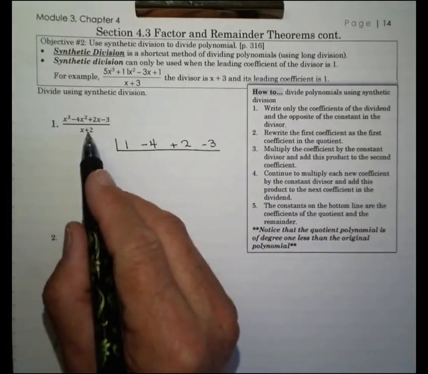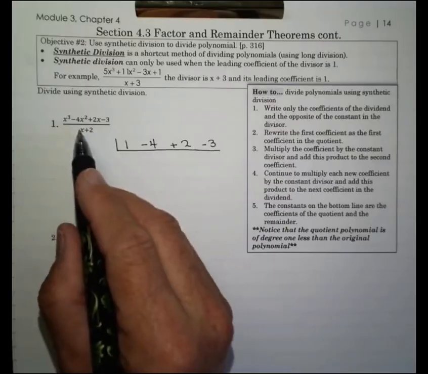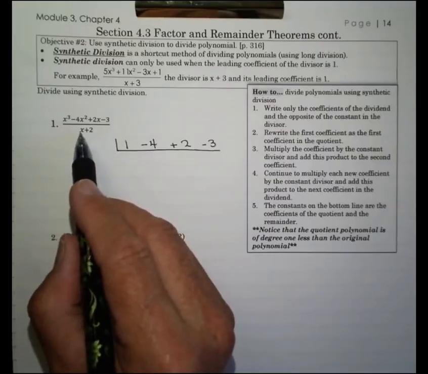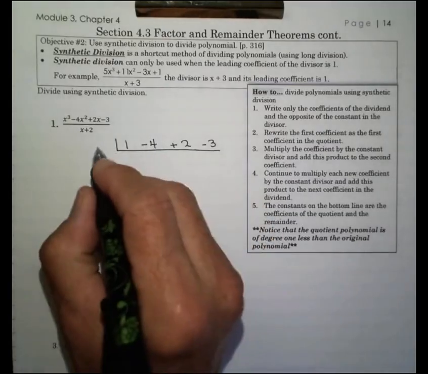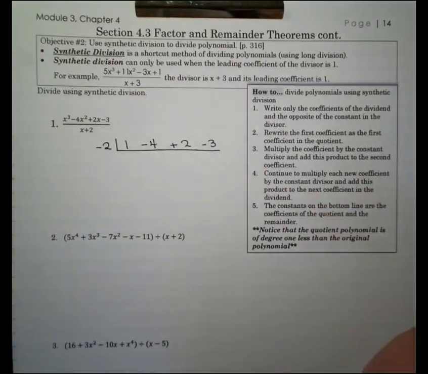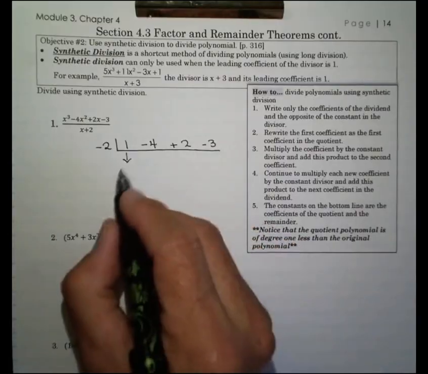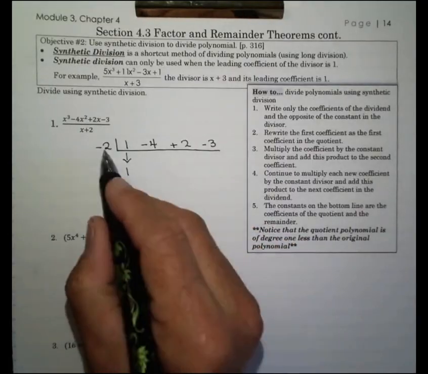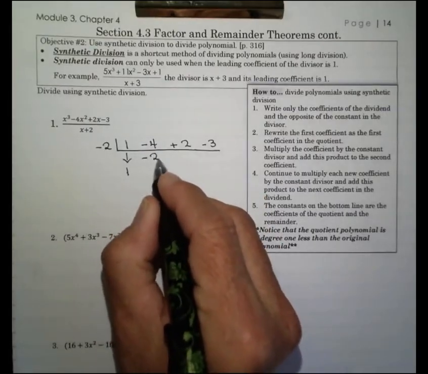What am I going to divide it by? Well, this is trying to find something called the zeros of the function. So really we're going to divide it by the opposite of that constant term. The constant term here is a 2, so we'll divide by the opposite of that, a negative 2. The first step is to just bring down the first number. And now I do multiplication. I say negative 2 times 1, and I write it under the second number.